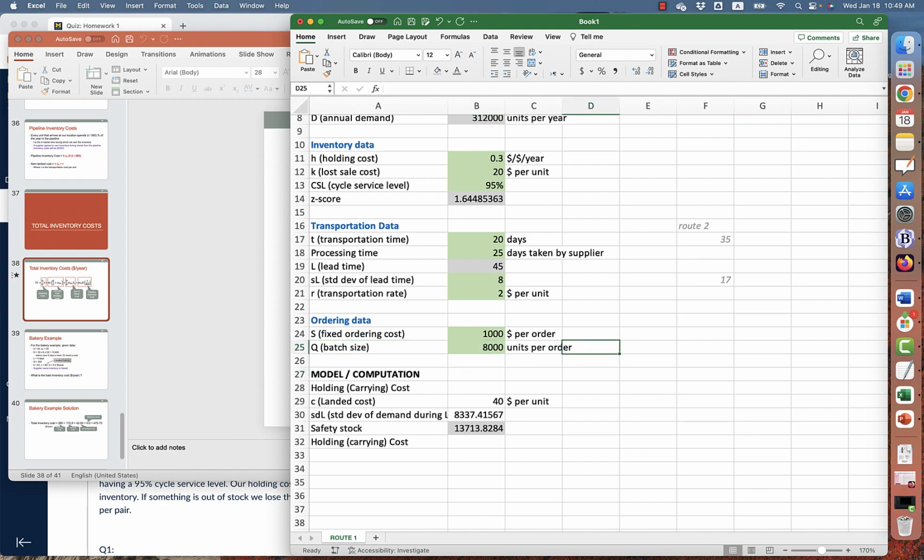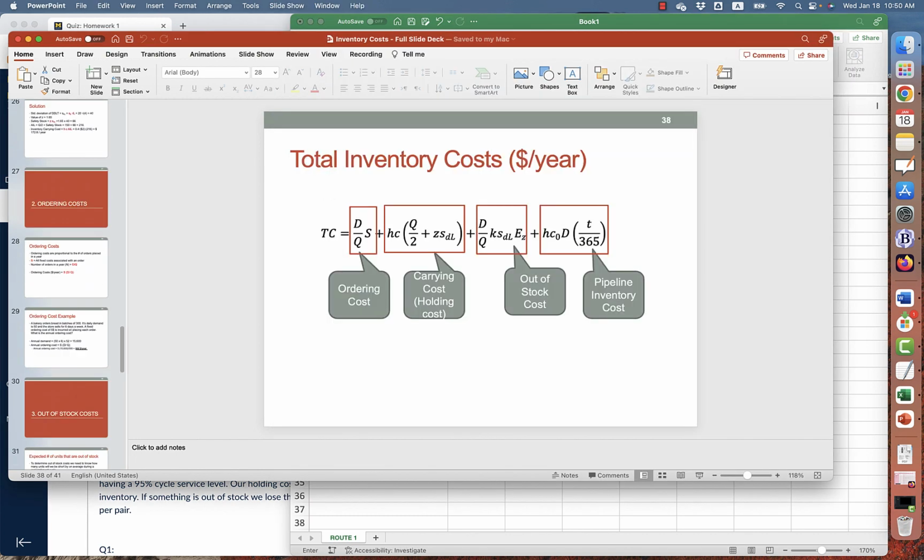Now Q over 2 is based on our batch size. Now, in some problems, the batch size is not given. So what do you do? In that case, you use the EOQ formula to compute the batch size. We don't need to do it here because we're already given the batch size. But I'm going to show you, if I did not give you the batch size, then you'd go with EOQ. The EOQ formula is kind of straightforward.